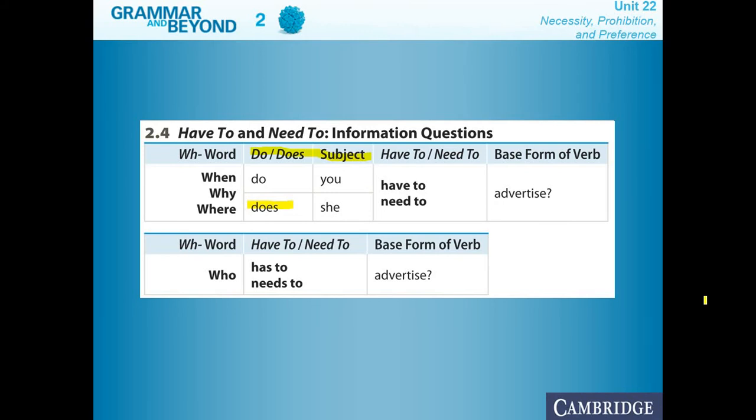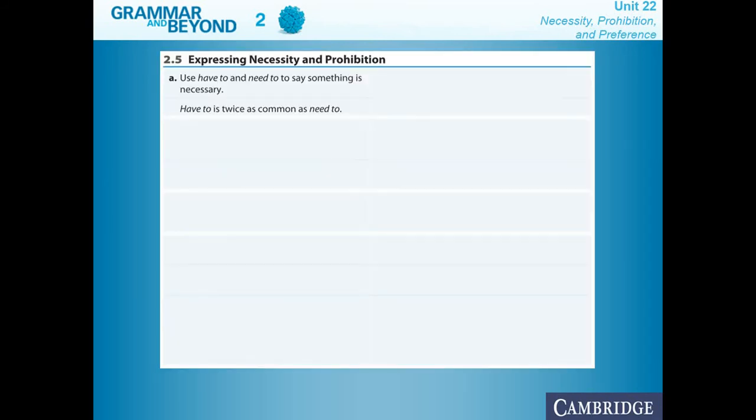Now that we have seen how the structure is made, let's look at the examples and the uses. First, we have the first use, that is letter A. The first example says, use have to and need to to say something is necessary. Have to is twice as common as need to. That means that people, I want you to take a look at this, people normally will use have to more commonly when they are speaking than when they are writing.